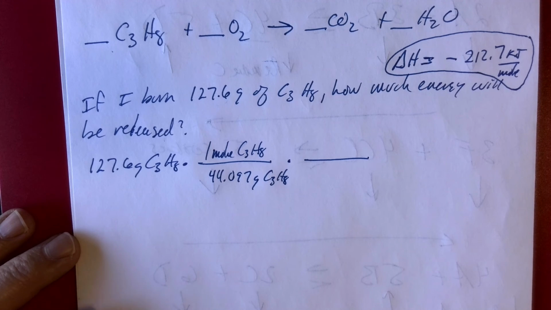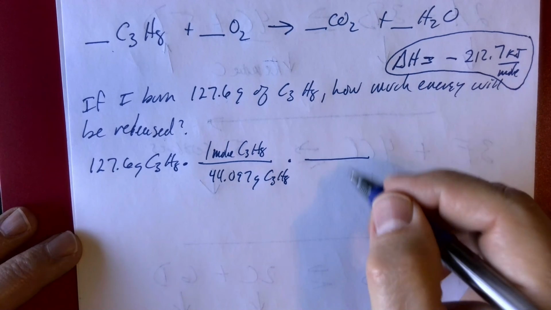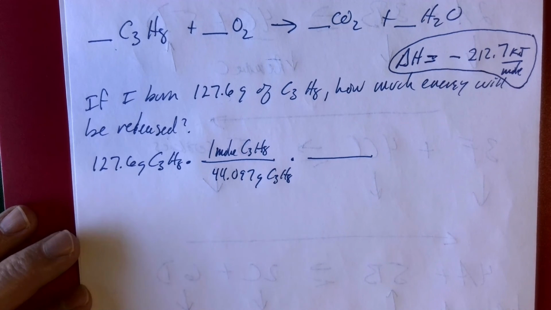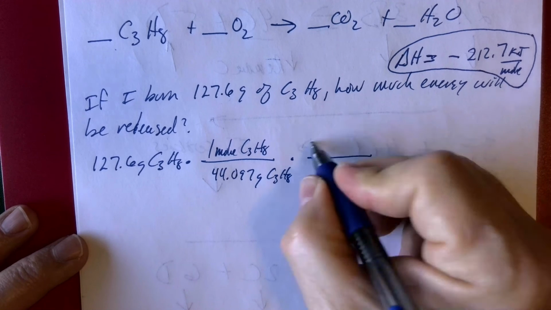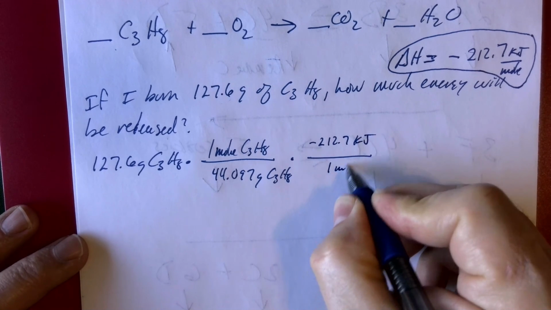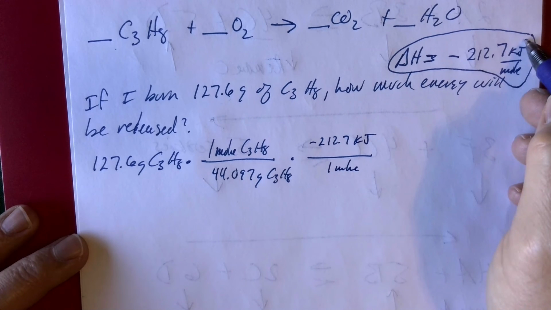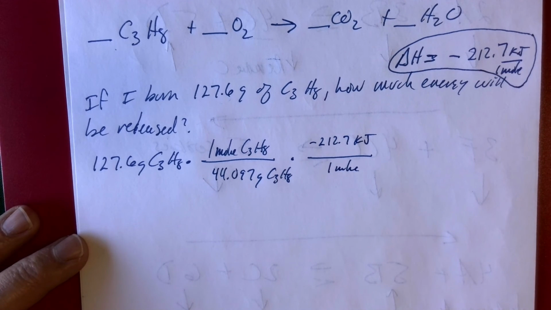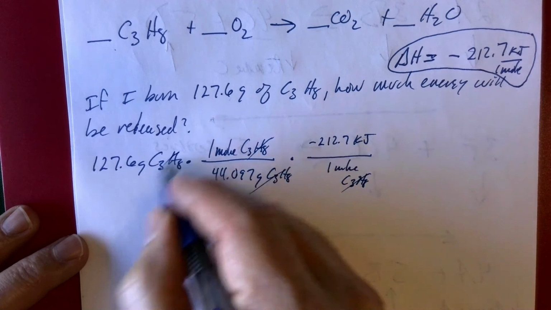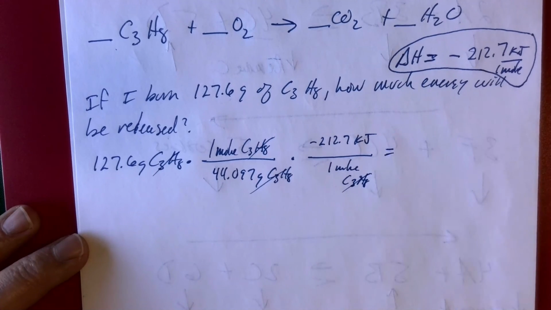The H value, right? What's going to go where? The negative 212.7 is going to go with the numerator and the 1 mole in the denominator, right, because that's kilojoules per 1 mole. So my moles of C3H8 reduce out. My grams of C3H8 reduce out. Somebody get me an answer.